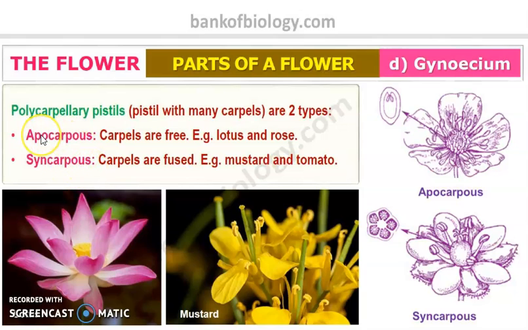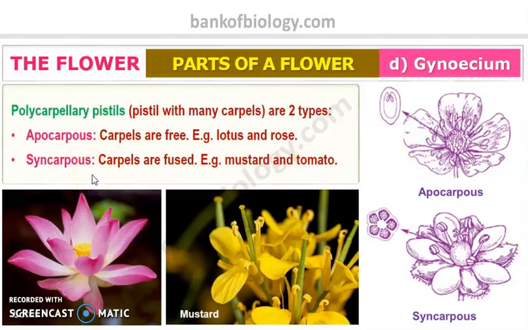Now let us see what is apocarpus. When more than one carpel is present and they are free, that is, not combined with one another, such carpels are called apocarpus. Examples are lotus and rose. So apocarpus are carpels which are free. Examples: lotus and rose.